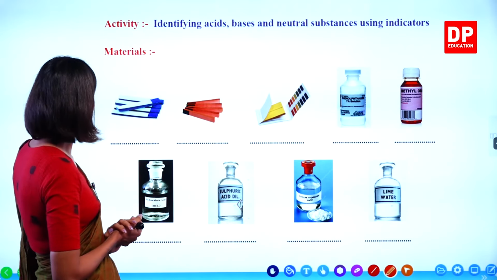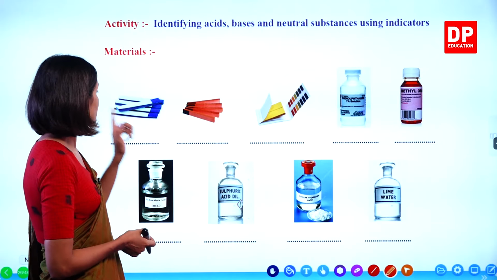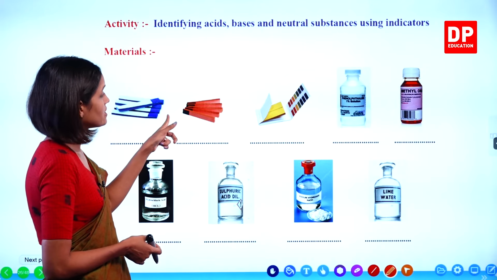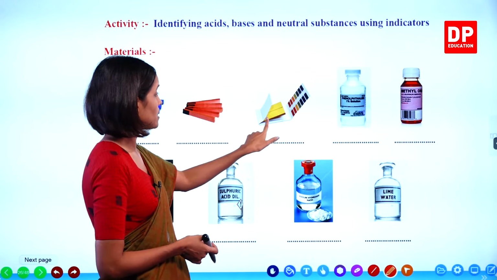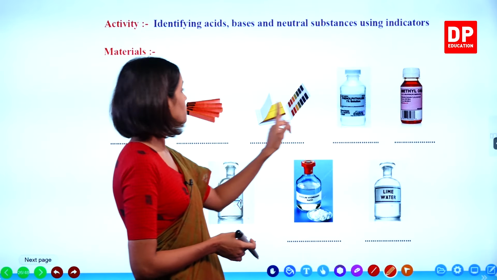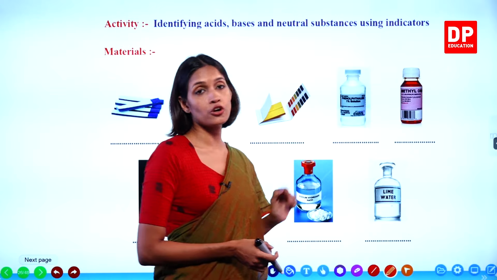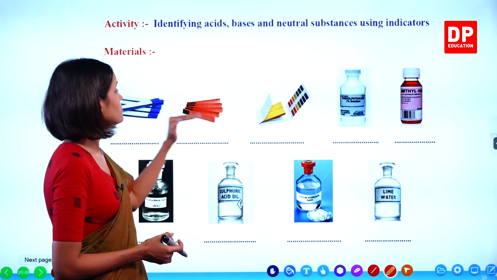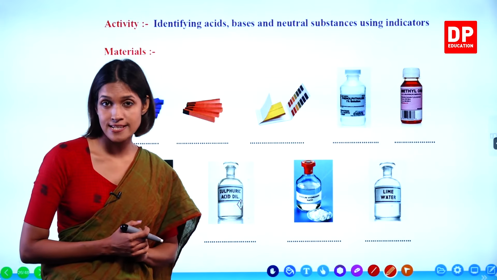So we will see what we need to do this activity. We need blue litmus, red litmus, and pH papers. I will show these things in the lab, okay? And phenolphthalein solution and methyl orange solution. So these 5 things we are going to use as our indicators.